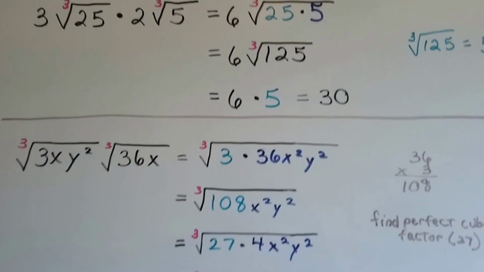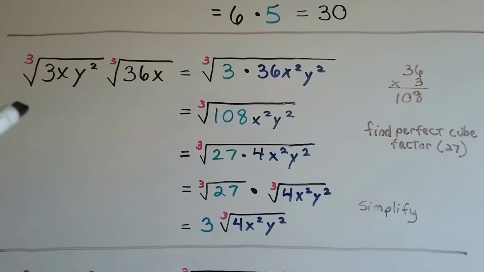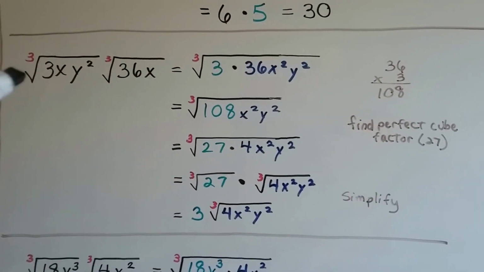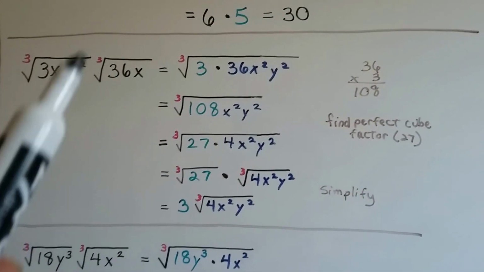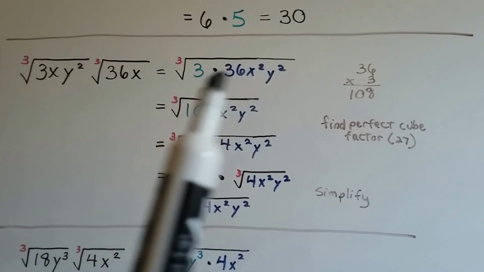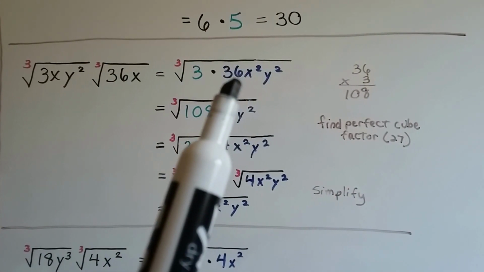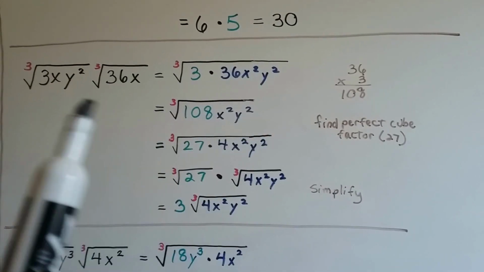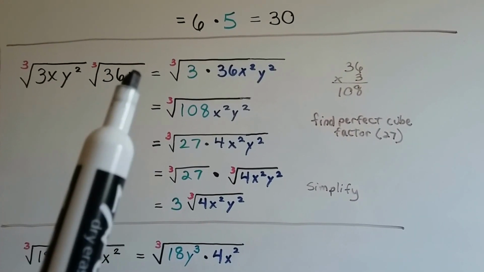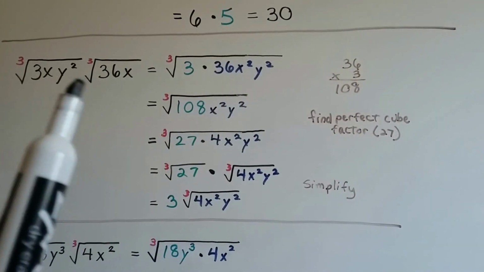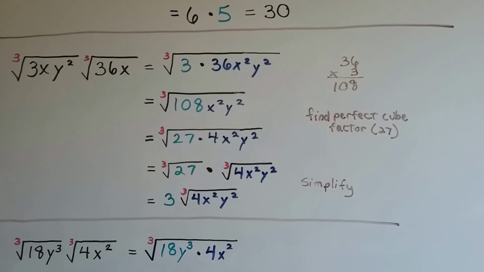Let's try another one. We've got the cube root of 3xy squared times the cube root of 36x. We can put it all underneath one radical sign: 3 times 36, x squared y squared. See how we put this x and that x together to get an x squared? And then we've got our y squared.